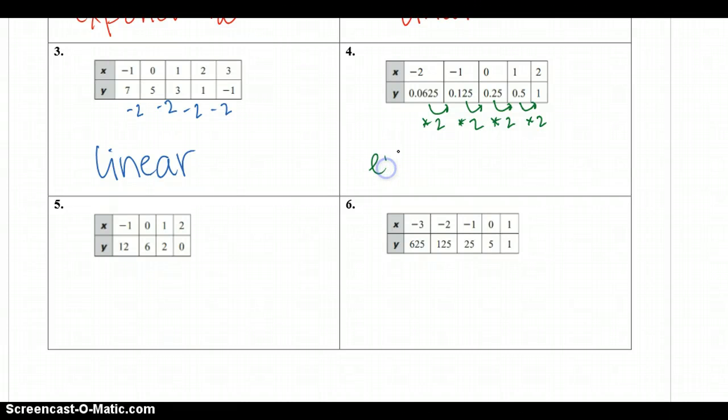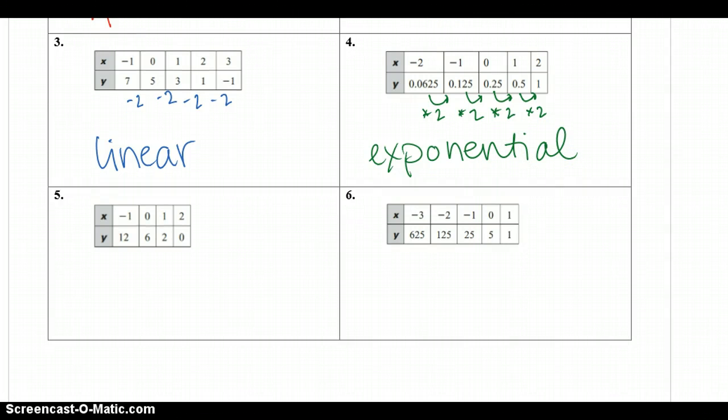Exponential. Alrighty. Just two more. Number 5. Looking at that, does it look like we are multiplying by the same thing each time? It doesn't look like it, no. So let's try our differences.